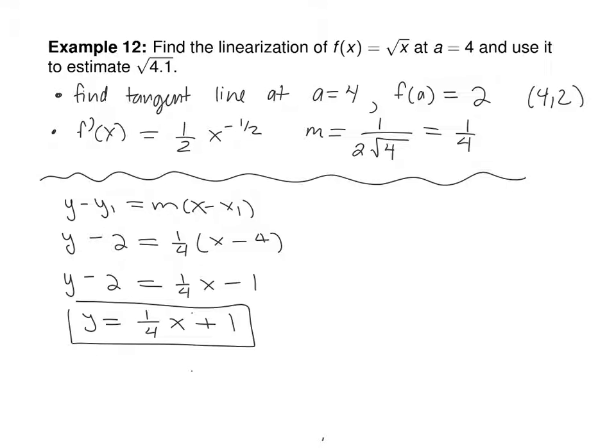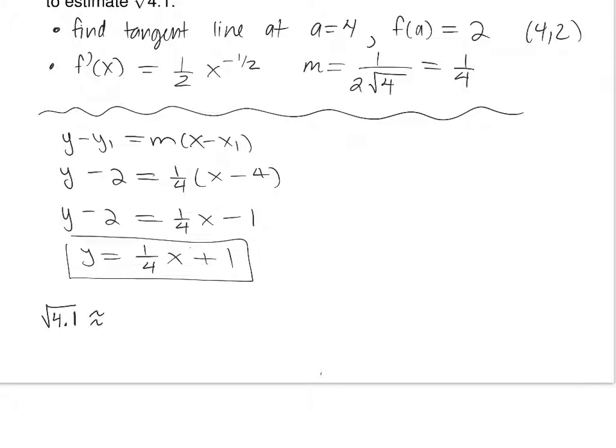So how do you use this to estimate root 4.1? This linearization approximates root x for values near 4, right? 4.1 is pretty close to 4, isn't it? So root 4.1 is going to be about equal to plugging 4.1 into this equation. So 1/4 times 4.1 plus 1.